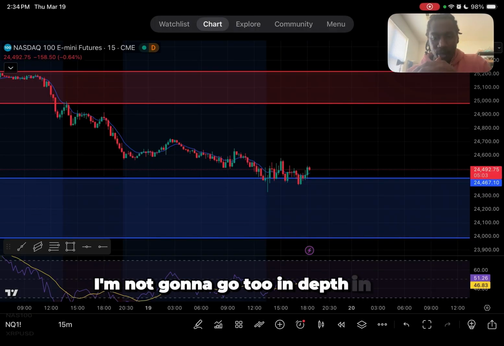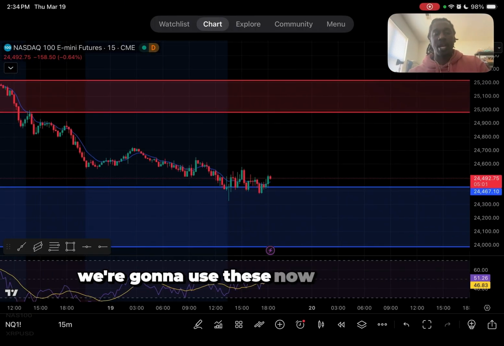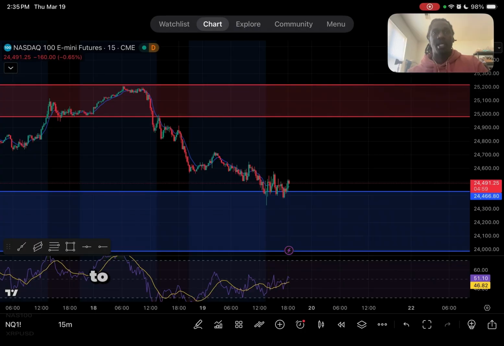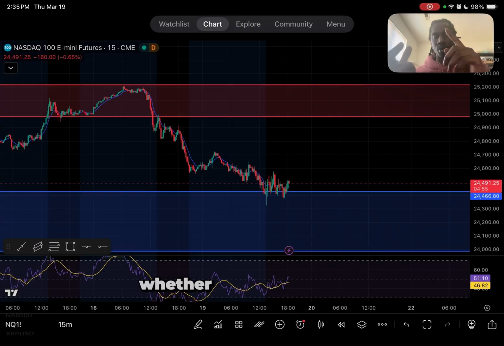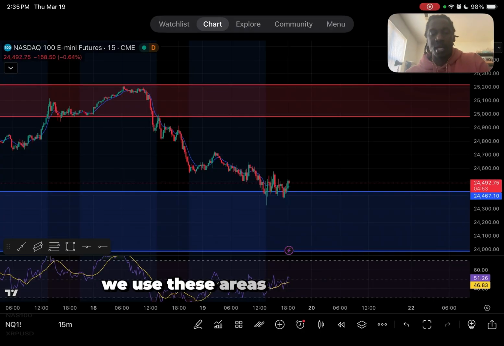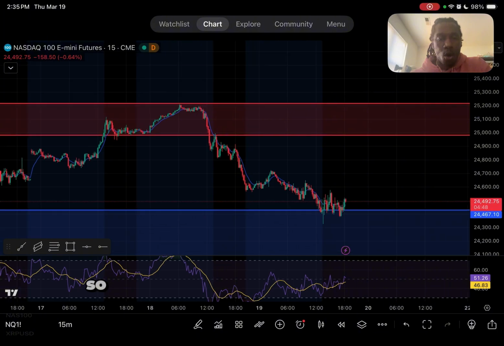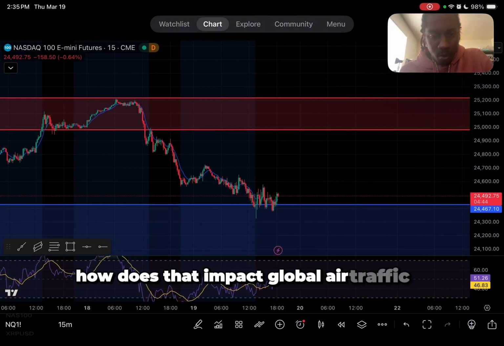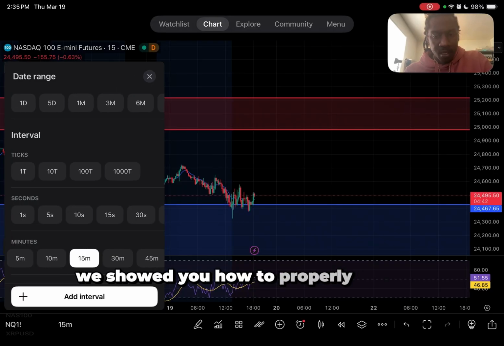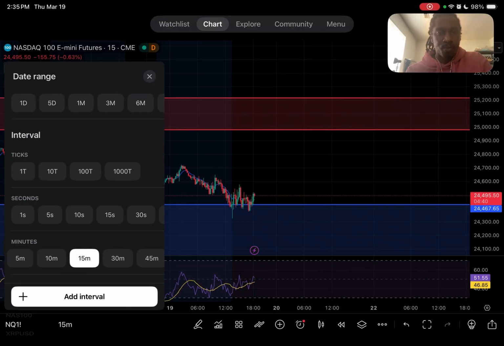I'm not going to go too in depth in that, but basically we're going to use these support and resistance areas to set up our trades, to make all of our trades, whether it's a sell or a buy. We use these areas to help identify what the next trade is going to be. So with that being said, we showed you how to properly identify and draw support and resistance.